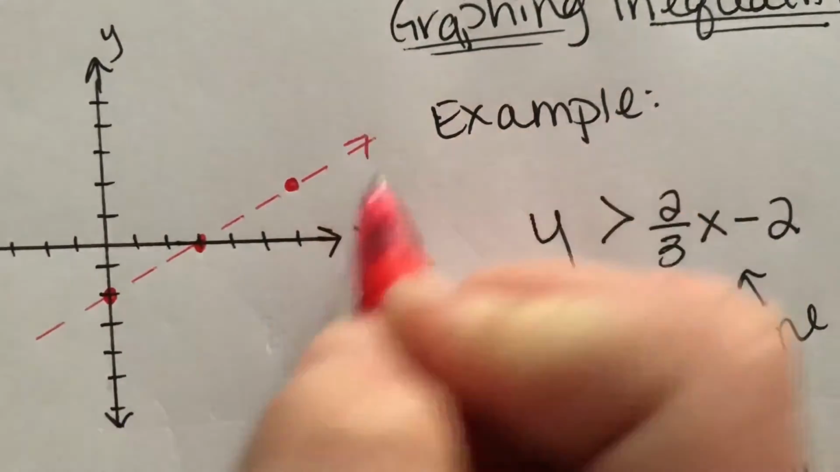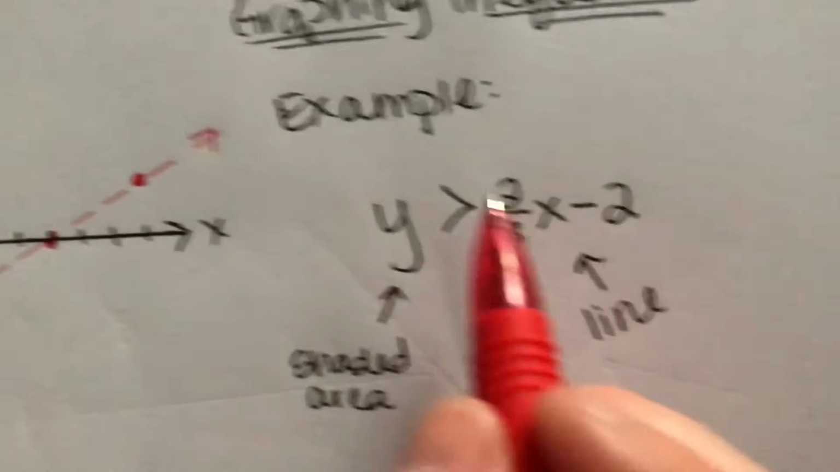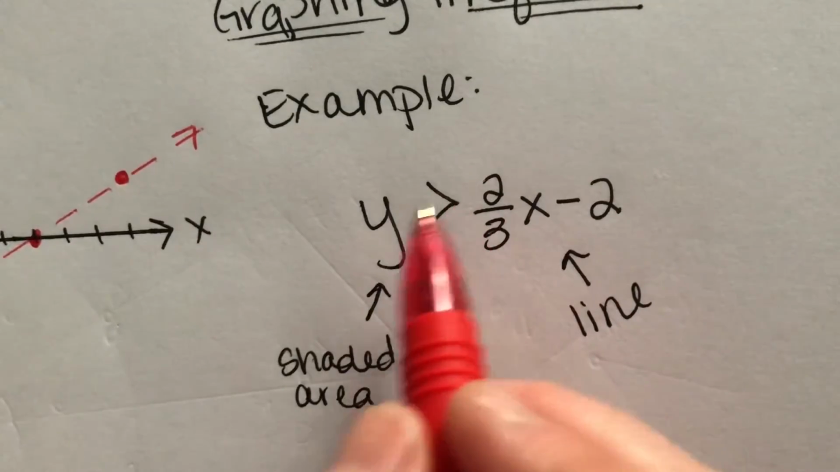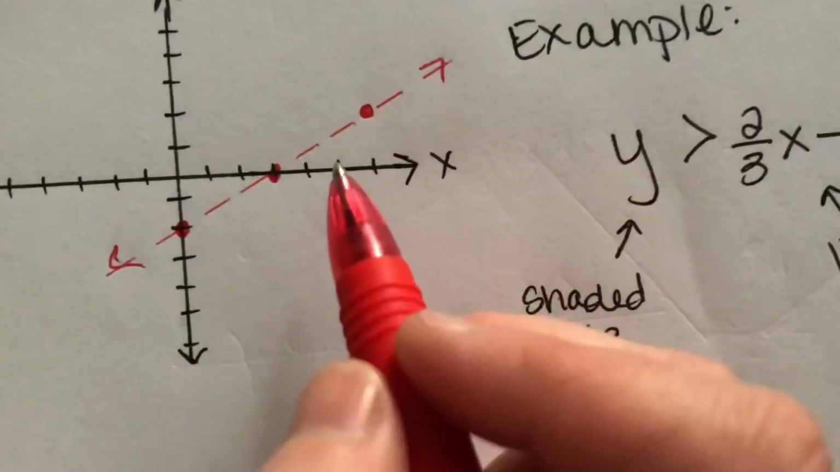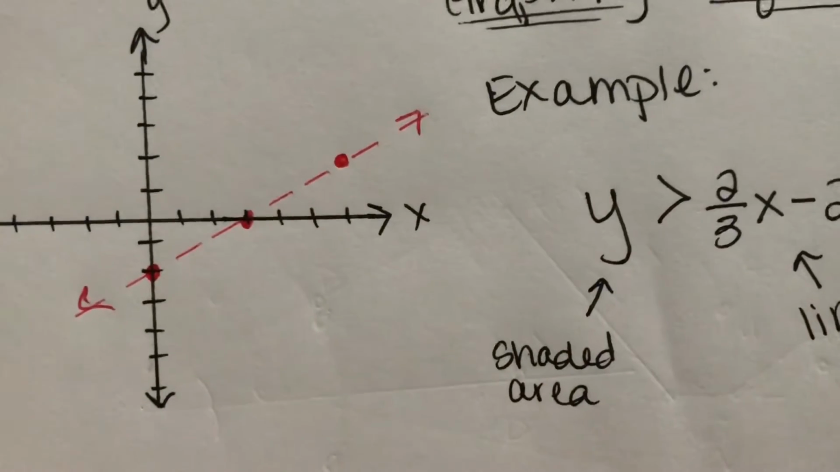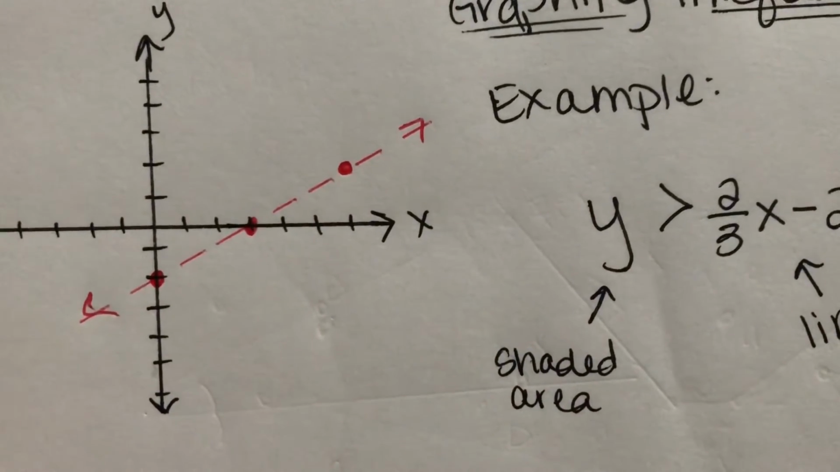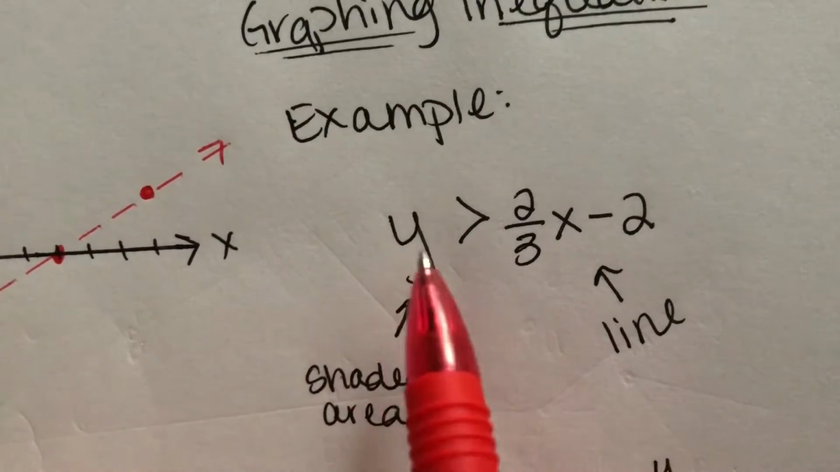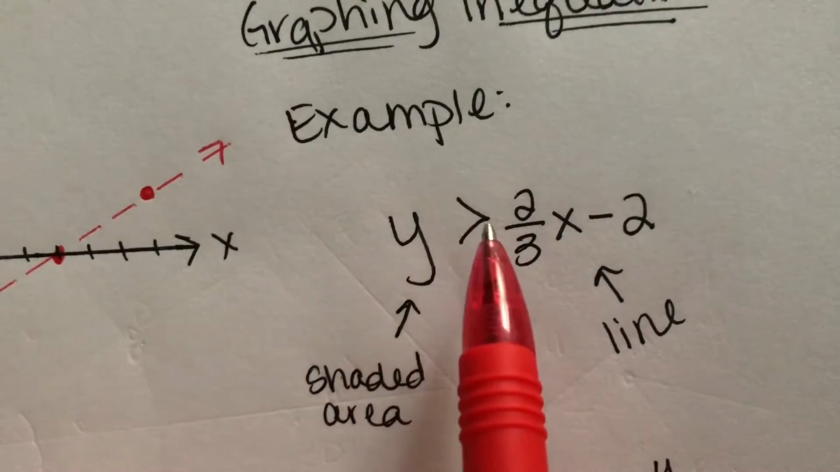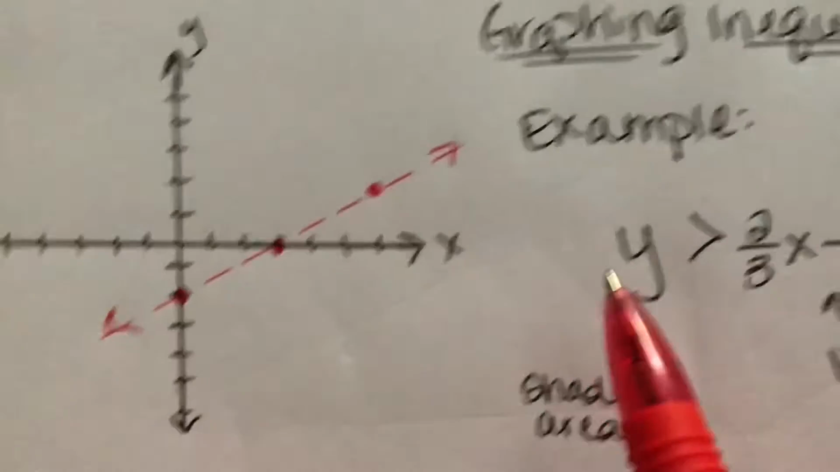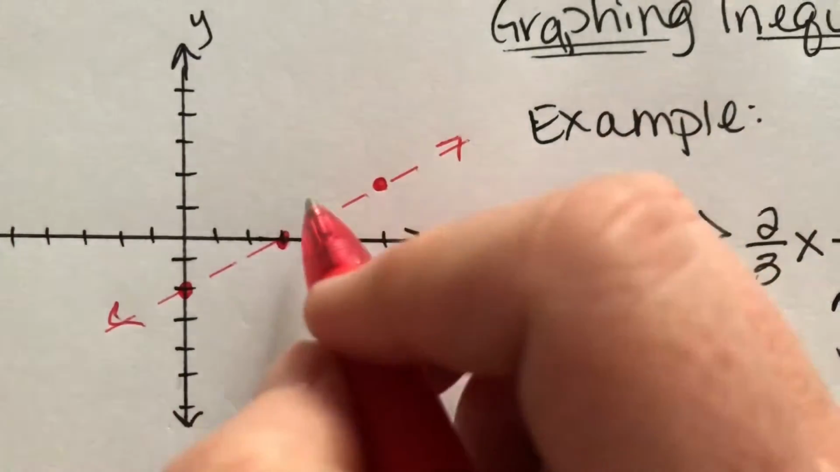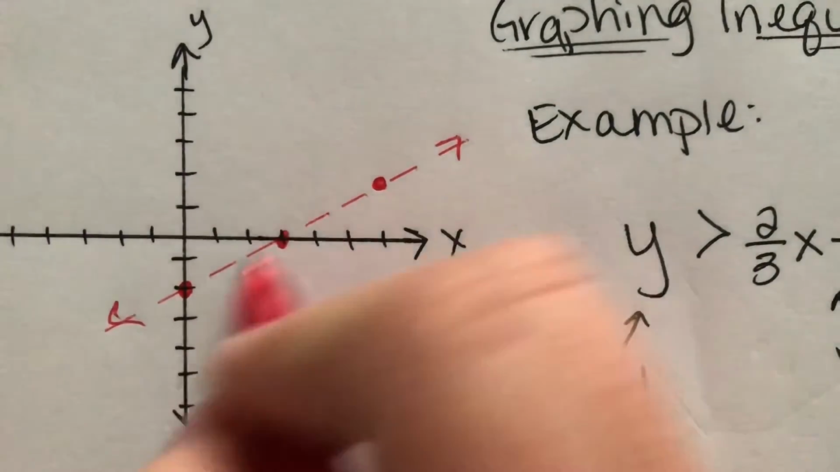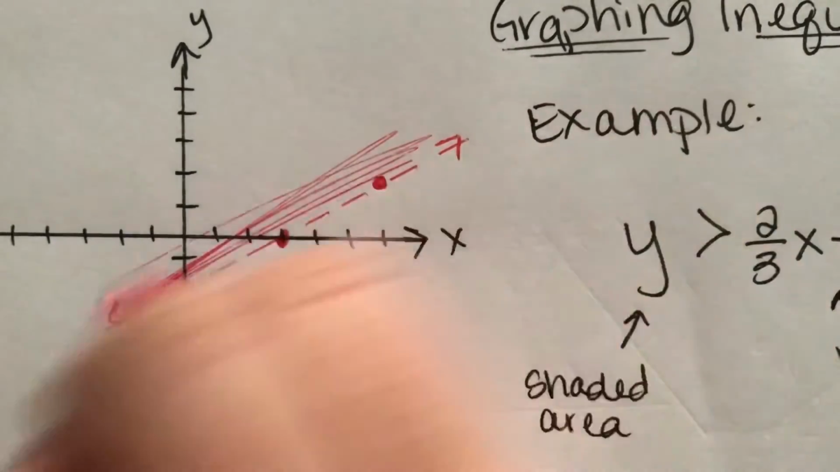So here's my line. It looks just like it would if it had an equal sign here, right? It's the same line, but we've made it dotted, and now we have to shade. This is the important part that a lot of people forget. Remember I said y is the shaded part, and the shaded part is greater than my line. So I'm going to shade everything on my graph, not just a little portion of my graph, everything on my graph above the line. You gotta shade everything.